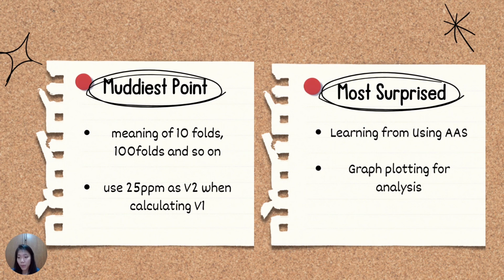One surprising aspect of the experiment might have been the process of plotting the graph using the standard mean absorbance and interpreting it to determine the concentration of calcium in the sample. Discovering how the graph provided a clear reference for calculating the sample's calcium concentration and understanding the significance of each data point could have been an unexpected aspect of the experiment.